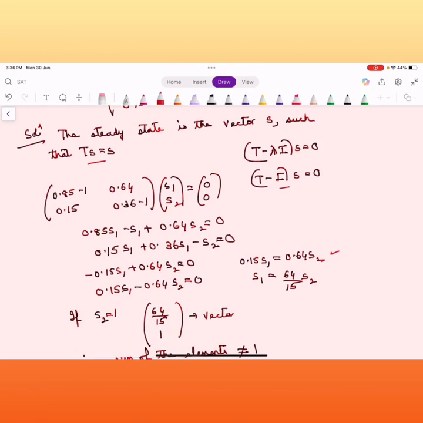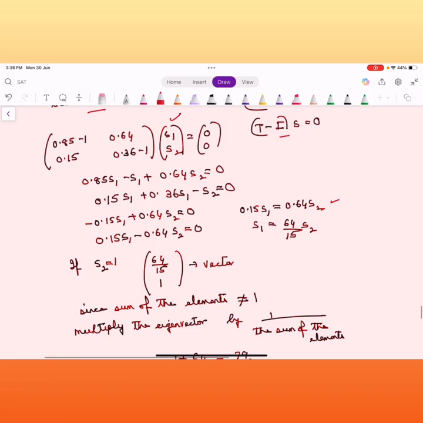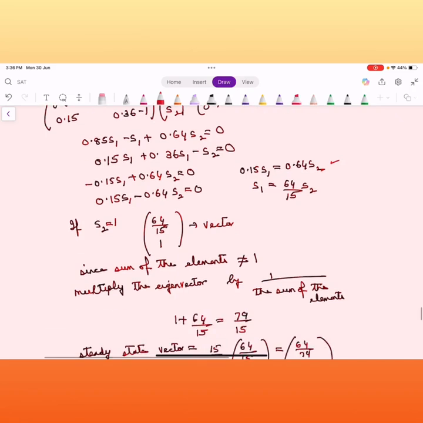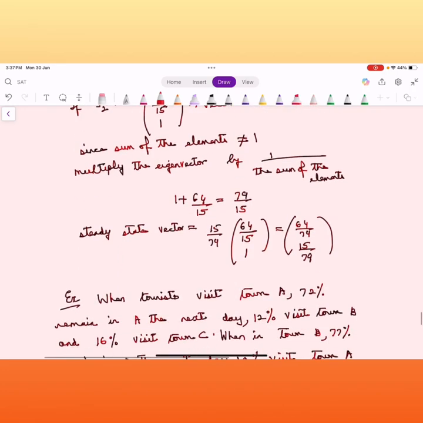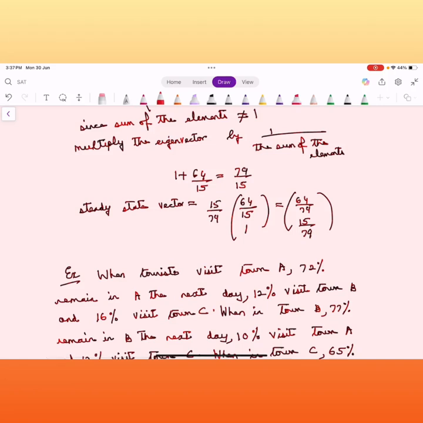Now if I take S2 as 1, the vector becomes 64 by 15 and 1, that is your S1, S2. The sum of the elements, 64 by 15 plus 1, is not equal to 1. So we multiply the eigenvector by 1 by the sum of the elements. That is 1 plus 64 by 15, which is 79 by 15. So we multiply by 15 by 79. So 15 by 79 into this will give you 64 by 79 and 15 by 79. So this is the steady state vector.